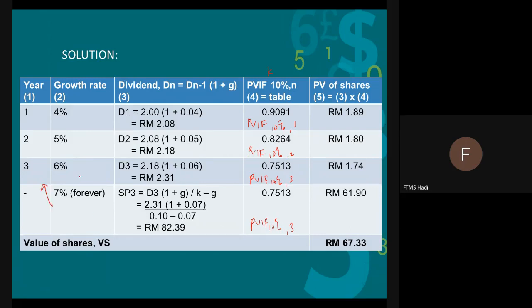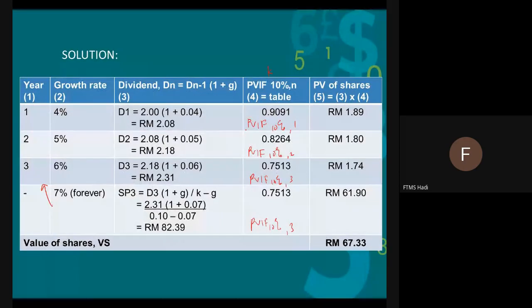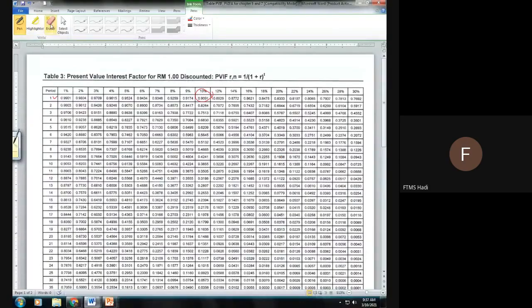Okay, so by looking at this one PVIF, 10% and 1. Okay, 10% satu, so you nampak kat sini lah. 0.9091. 10% satu. So this one you get and transfer to this table. How about 10% 2? It is easy, going back to this one. Okay, 10% and 2. 10% dan 2.